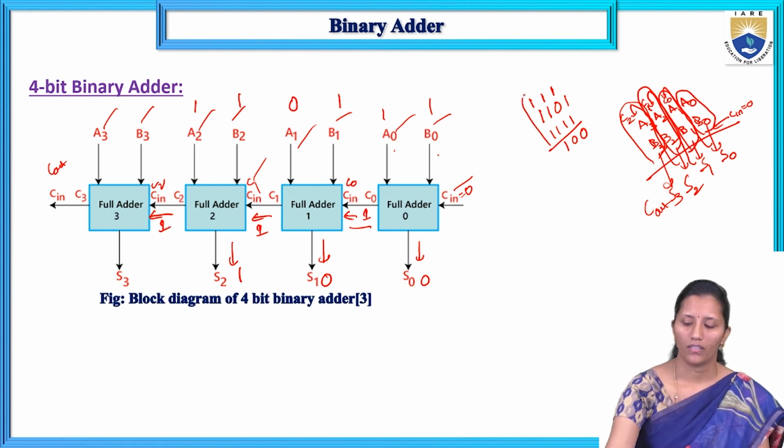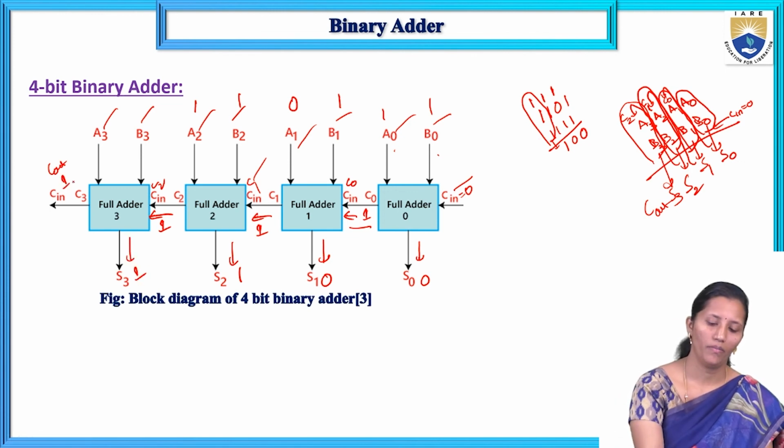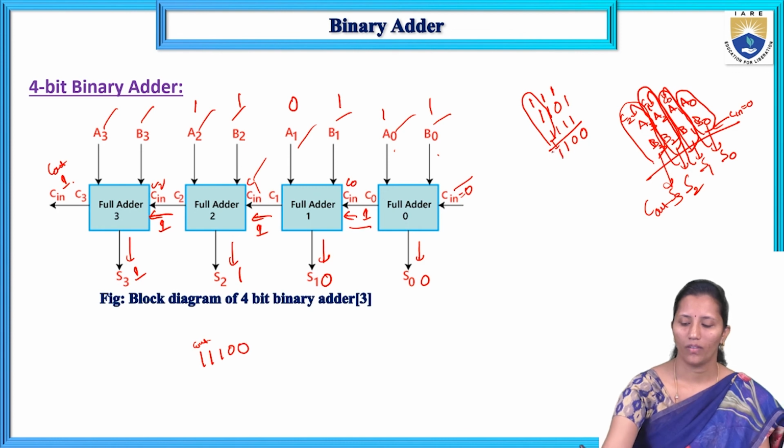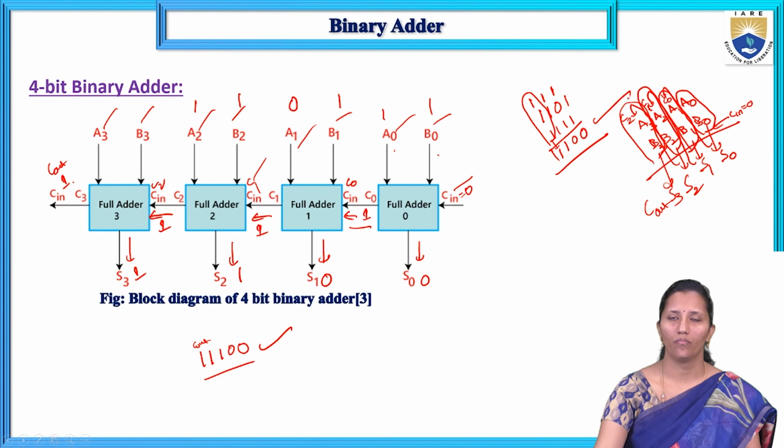These three will be added again, 1 plus 1 plus 1. The final sum is 1, and C out will be 1. So the total final answer is C out, 1, and 1100. So 11100 is the output we get by using the binary adder. This is the block diagram of the 4-bit binary adder.